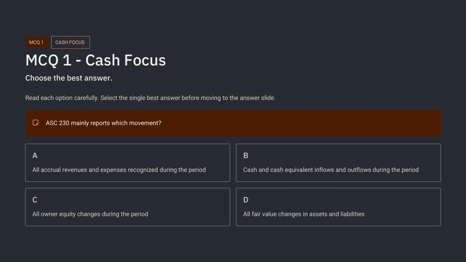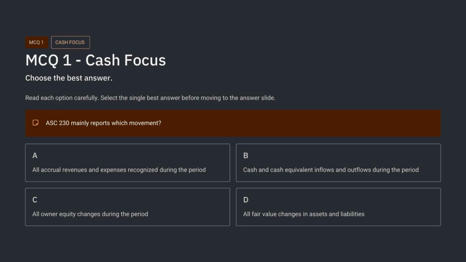MCQ 1 tests the cash focus of ASC 230. The question is, ASC 230 mainly reports which movement? Your options are A. All accrual revenues and expenses recognized during the period. B. Cash and cash equivalent inflows and outflows during the period. C. All owner equity changes during the period. And D. All fair value changes in assets and liabilities. Take a moment and choose the single best answer.